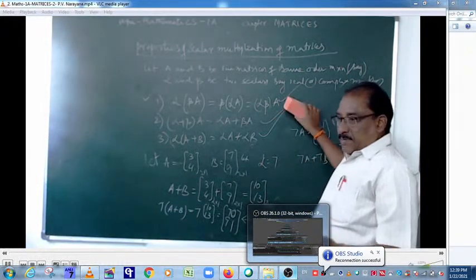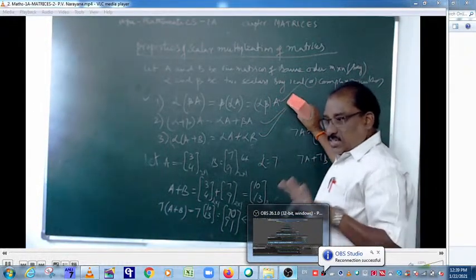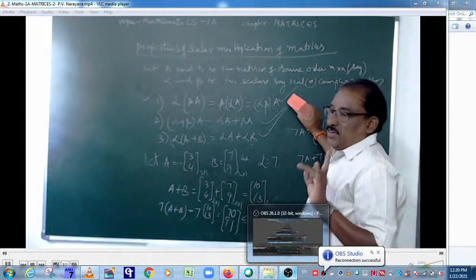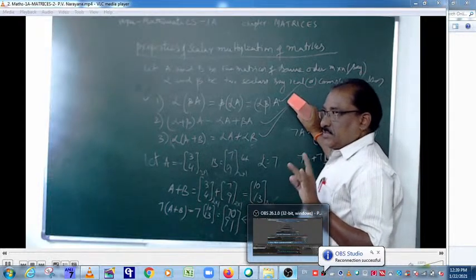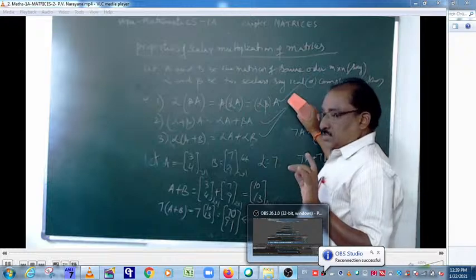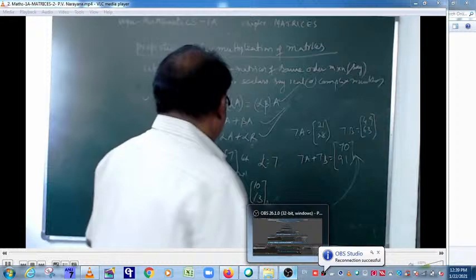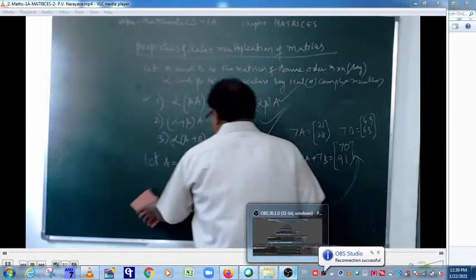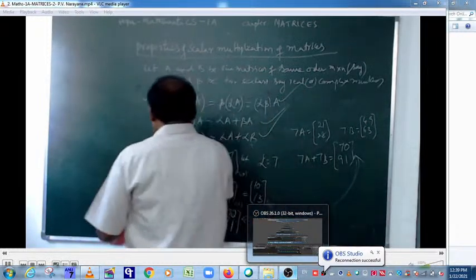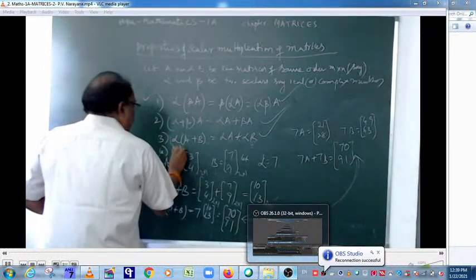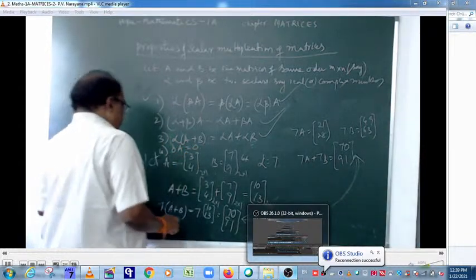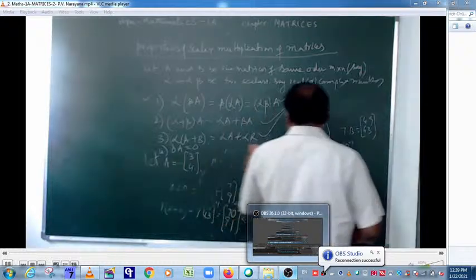Another property: what is 0? 0 is also a real number. It is a whole number, an integer, and a real number. Take this A, and the fourth property is 0A is equal to simply 0. We have to show that.